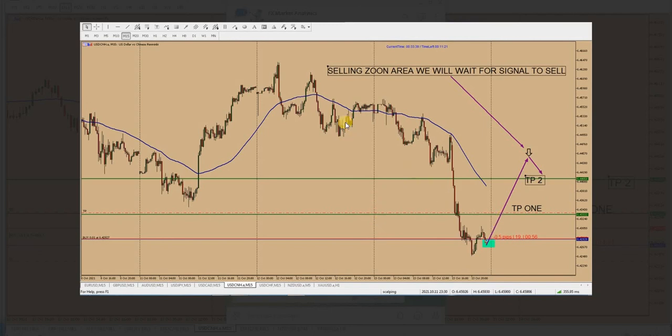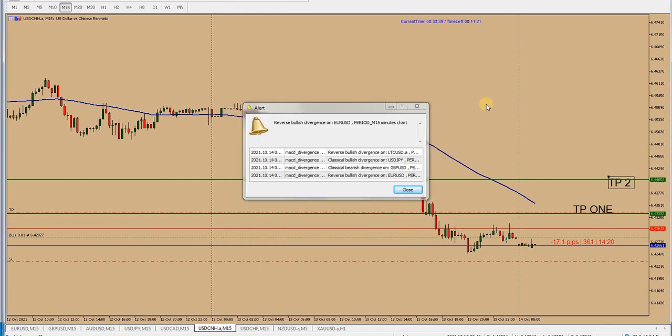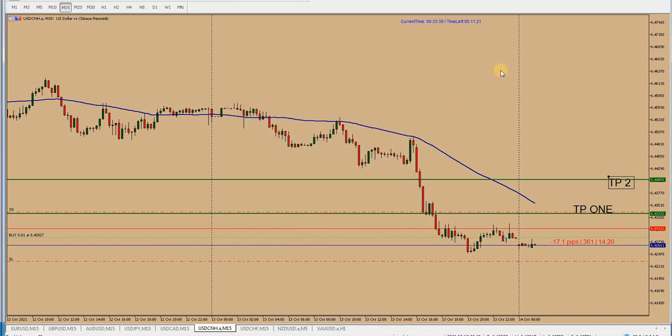Okay, let's close this one. What happened in reversal? It's okay. So now the market is probably shooting down, looks like it, but we have a stop loss. If you take the stop loss, then we will look for another setup.